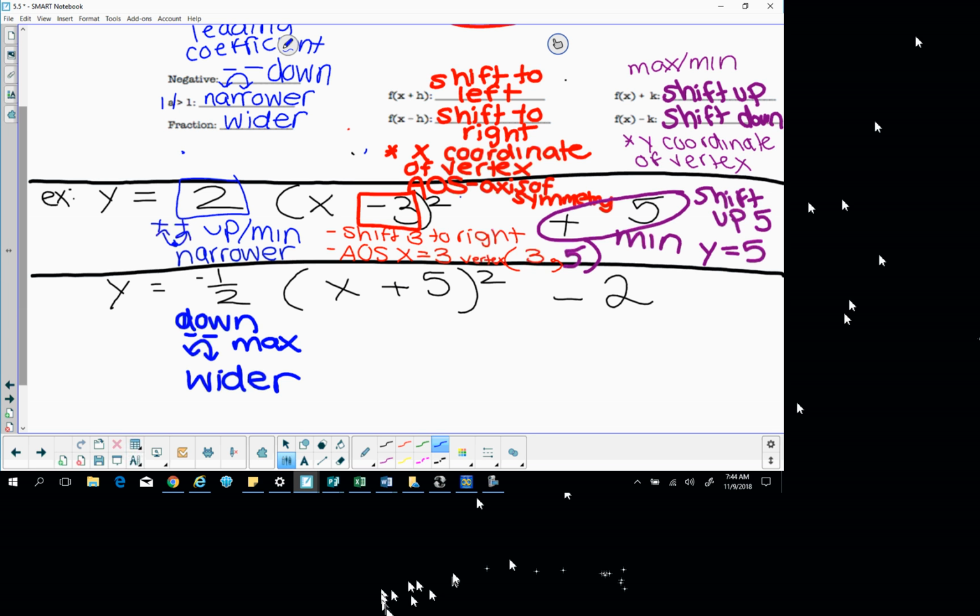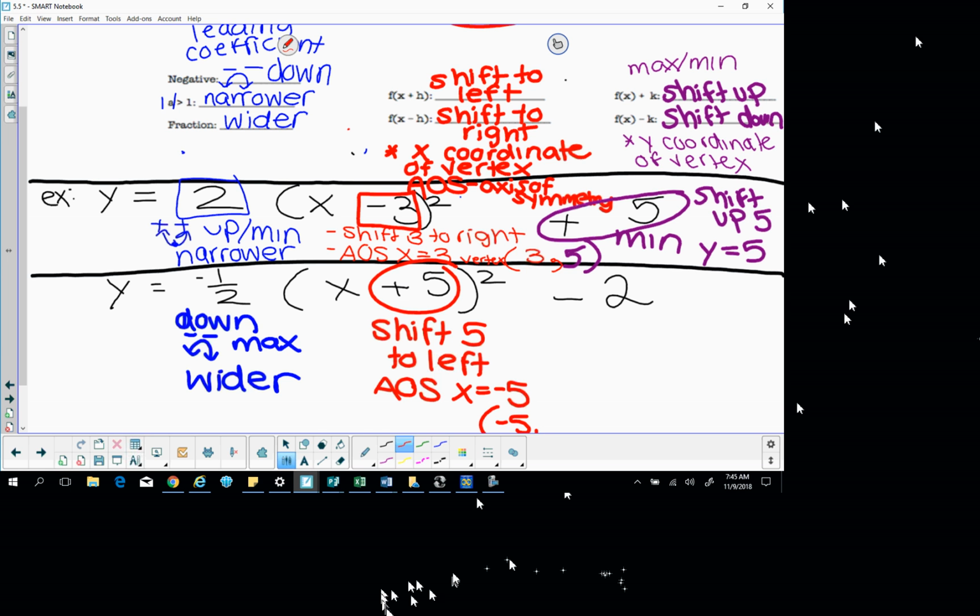Who can give me another one for a brain bug? Jalen, go for it. Beautiful. Shifts 5 to the left. What else about it? Our axis of symmetry, what is it? It's when x equals what? -5, right? Because it's the opposite. And so when shifting left, it's actually going to -5.